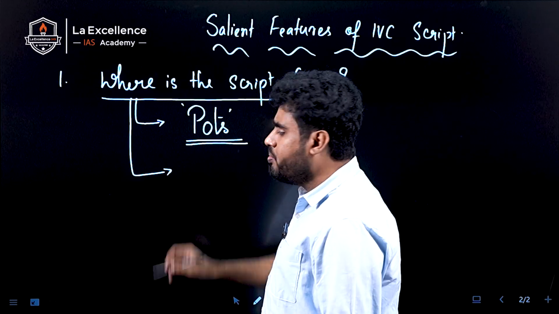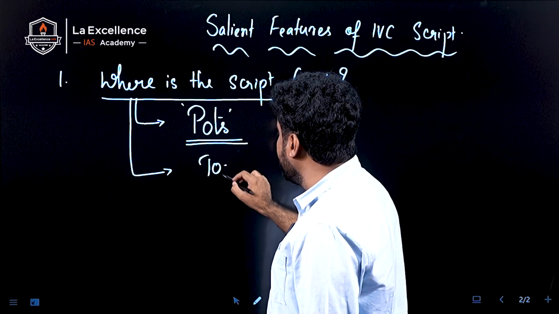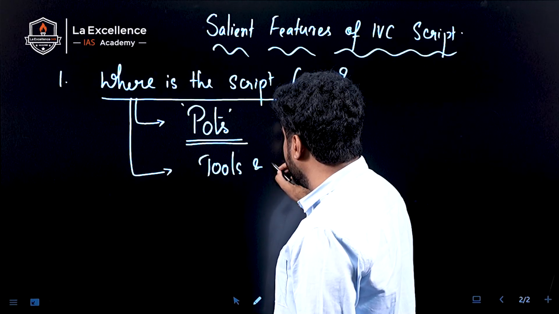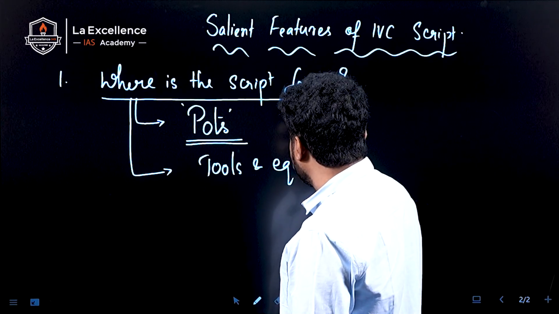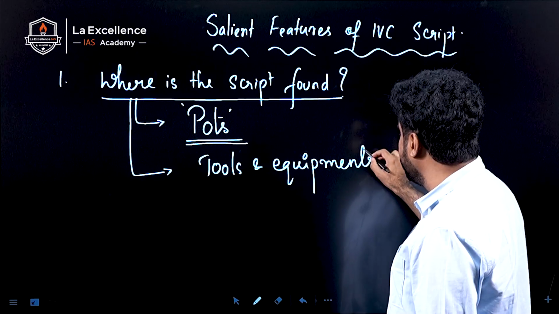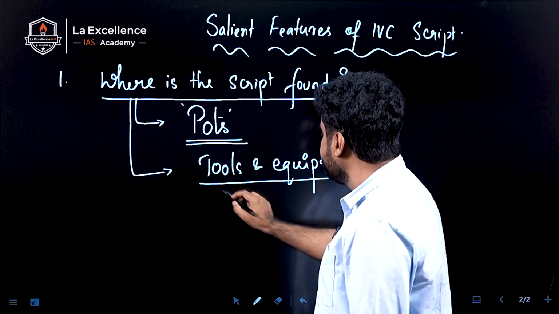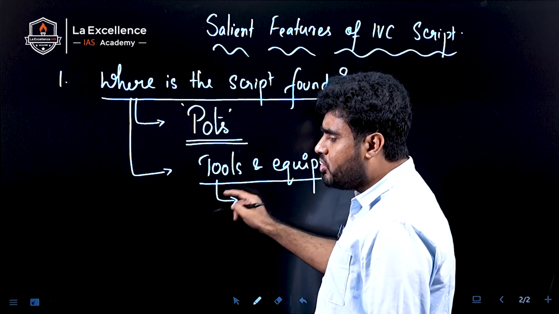Next, the second important place where you find them is on the tools and equipments used by these people. So even the script is inscribed upon the tools and equipments used by the people. The tools and equipments used by Indus Valley Civilization people were again classified into two types.